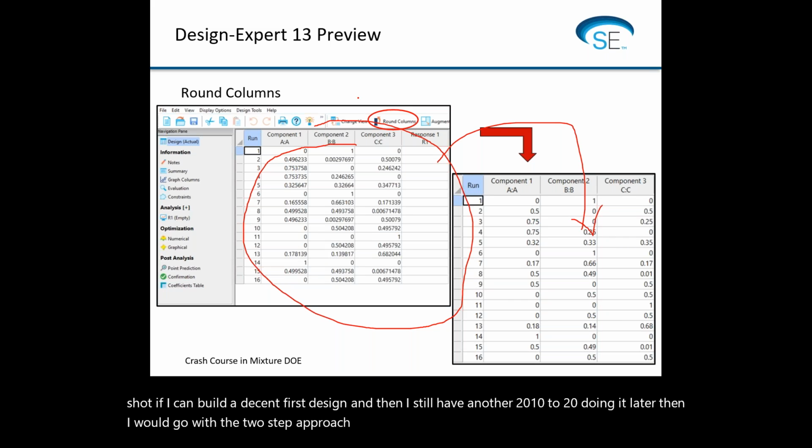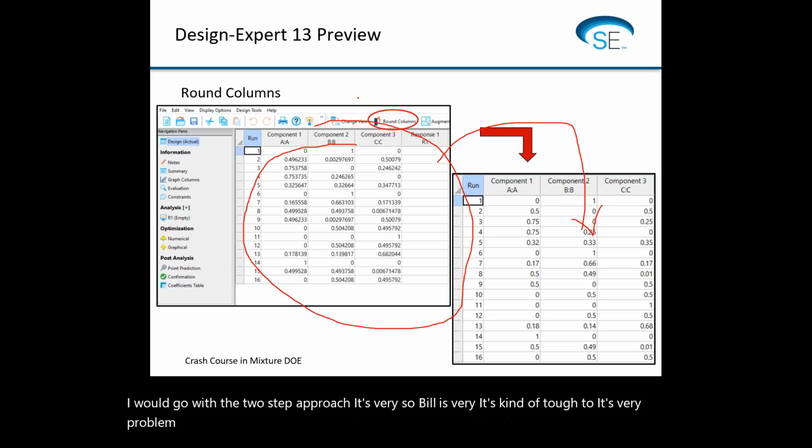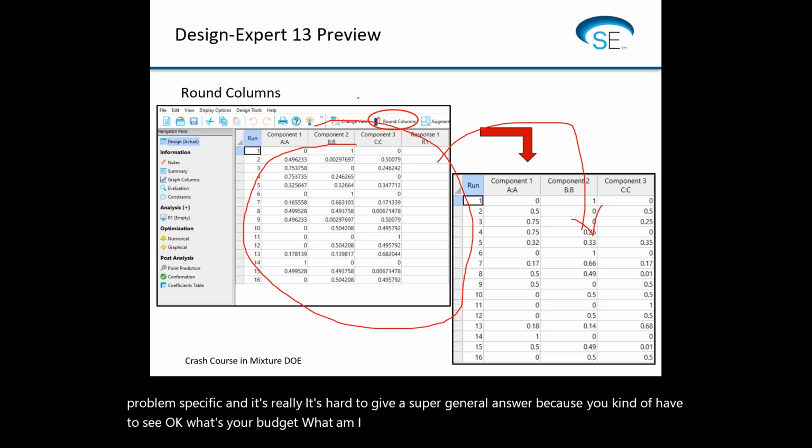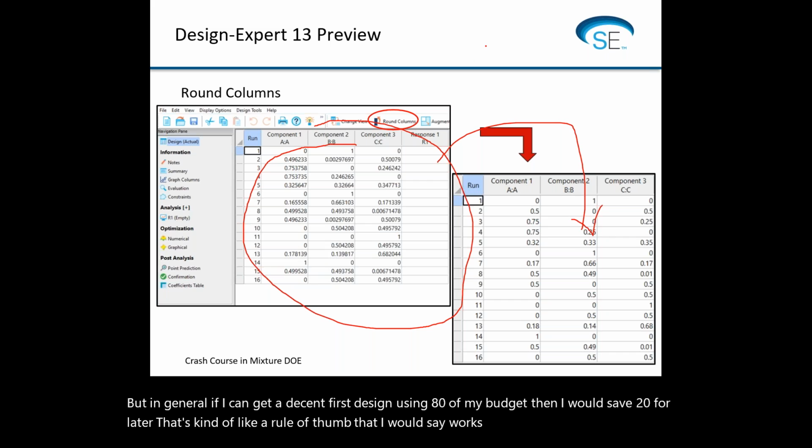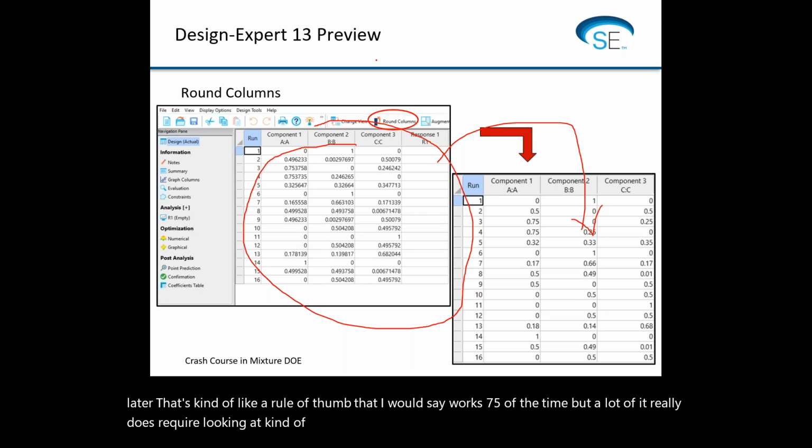It's very problem specific, and it's hard to give a super general answer because you kind of have to see, okay, what's your budget? What am I expecting? But in general, if I can get a decent first design using 80% of my budget, then I would save 20% for later. That's a rule of thumb that I would say works 75% of the time. But a lot of it really does require making a judgment call with a specific problem.